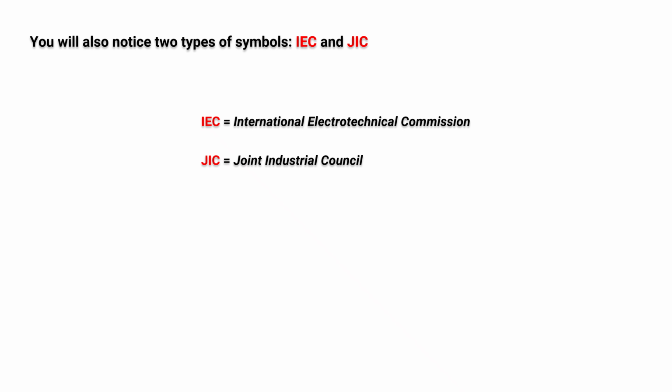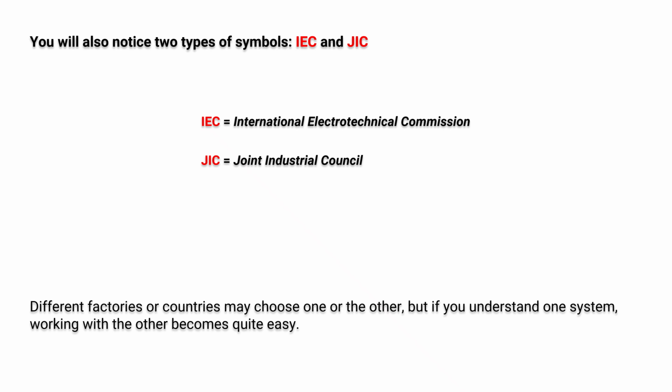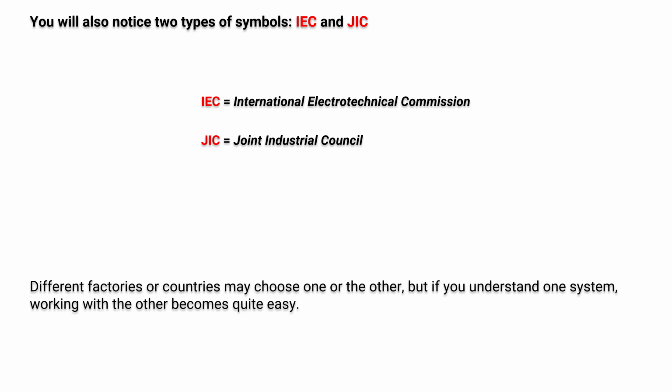You will also notice two types of symbols, IEC and JIC. IEC stands for International Electrotechnical Commission, and JIC stands for Joint Industrial Council. These are simply two standard symbol systems used in industrial drawings. Different factories or countries may choose one or the other, but if you understand one system, working with the other becomes quite easy.